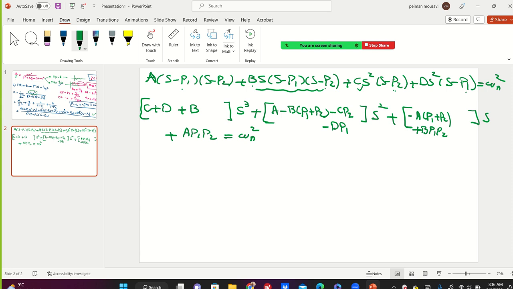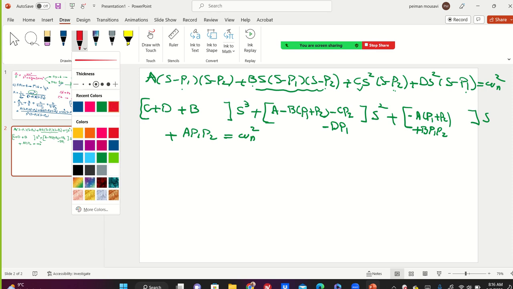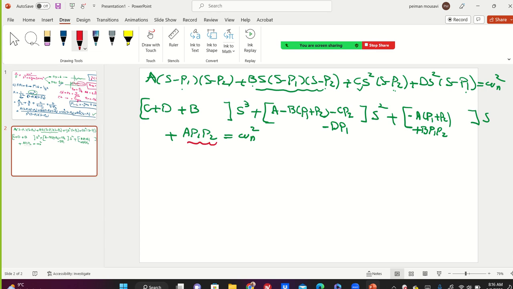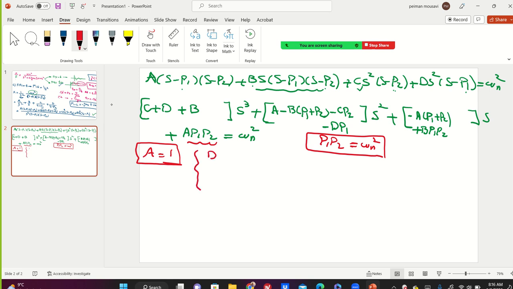That's it. Okay. Now from the previous class, you know that p1 times p2 is omega n squared. If you remember your notes, I calculated that. So from here you get that A is equal to 1, as we expected. So what we have here is this: D plus B plus C is 0.